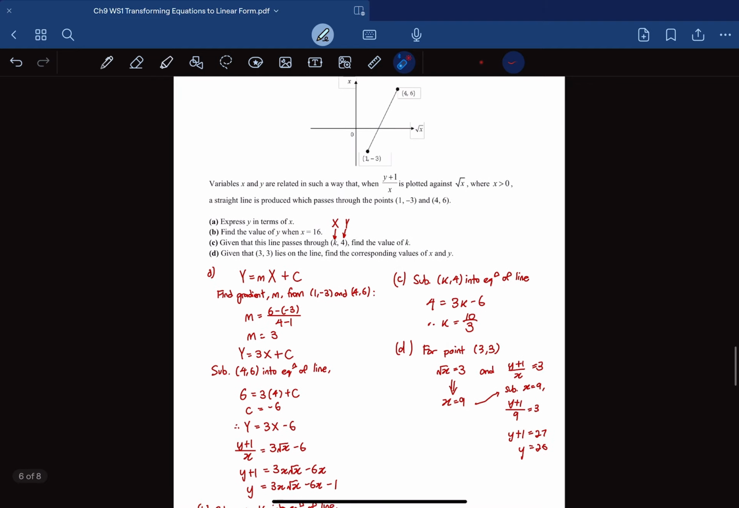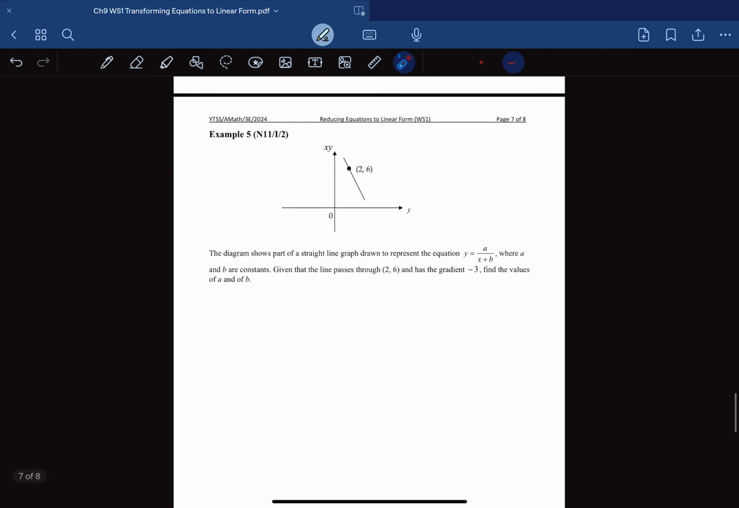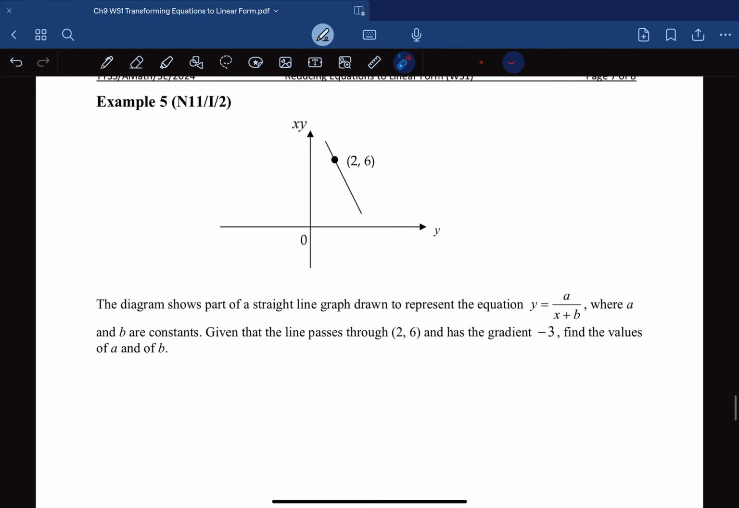Okay, so now moving on to the last example of this worksheet, example 5. This is an O-level question from 2011. This diagram here shows part of a straight line drawn to represent this equation here. So this equation was turned into a straight line graph. This is the axis given. Given that the line passes through this point here and has a gradient of -3, find the values of a and b. So I know that any straight line graph has this equation, y equals to mx plus c.